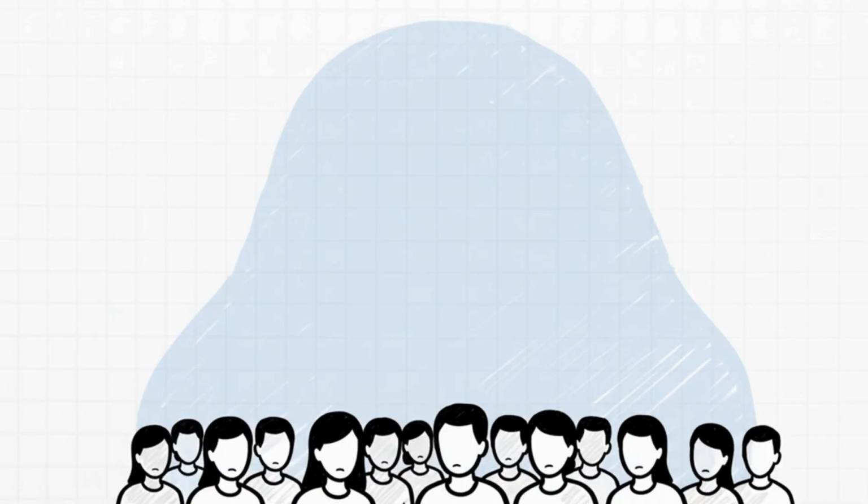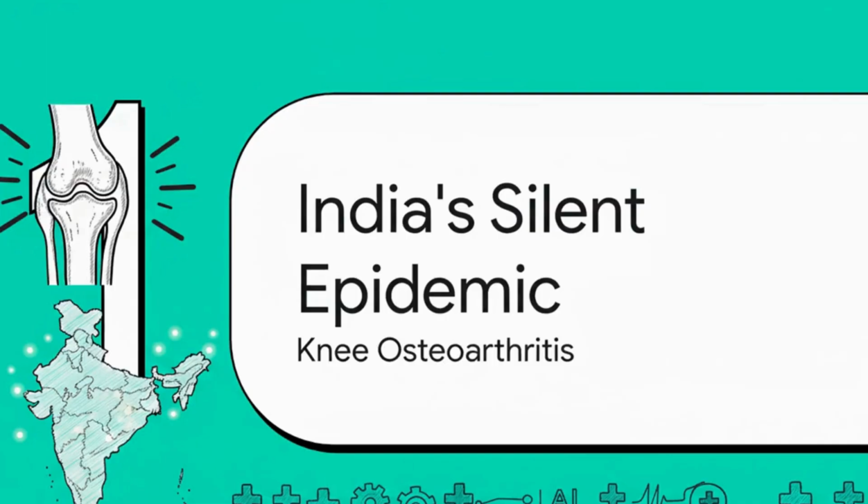It all starts, as these things often do, with a problem. A really big one. One that affects millions and millions of people, but often goes completely unnoticed until the damage is already done. We're talking about a silent epidemic. So what is this epidemic? It's knee osteoarthritis. And in India, it has become a massive and frankly a growing health crisis, especially in the areas outside of the big major cities.